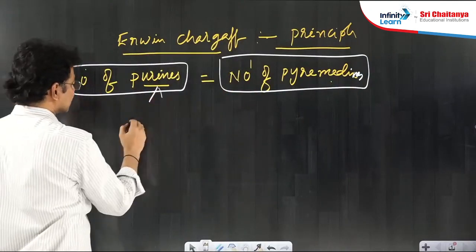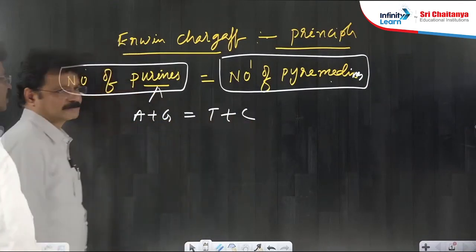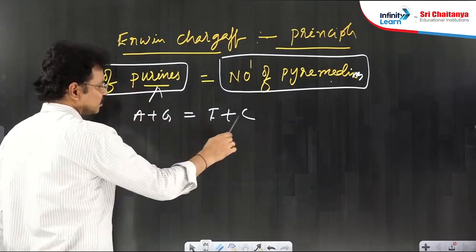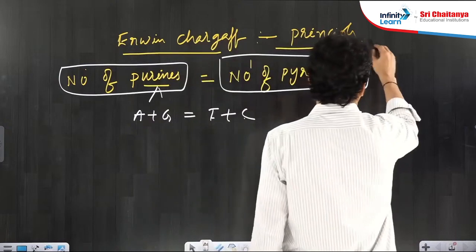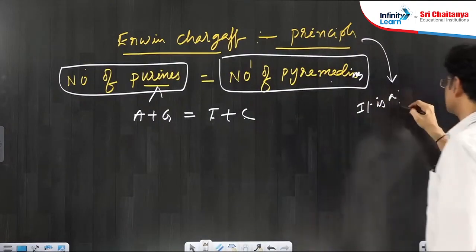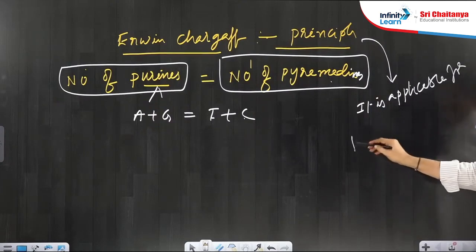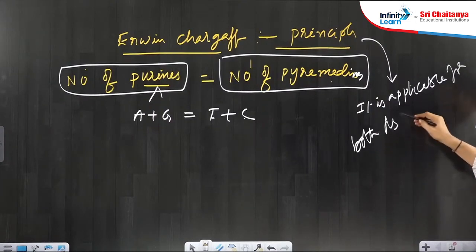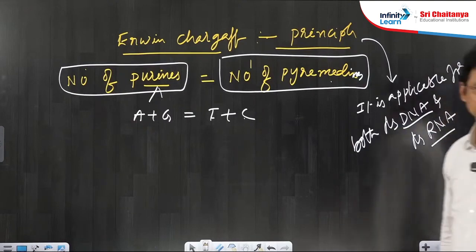What are purines? A plus G, purines, equal to T plus C, pyrimidines. A plus G equal to T plus C. It is the Chargaff rule or Chargaff principle. It is applicable for double-stranded structures only. The Chargaff rule is applicable for both double-stranded DNA as well as double-stranded RNA molecules. Not applicable for single-stranded molecules.